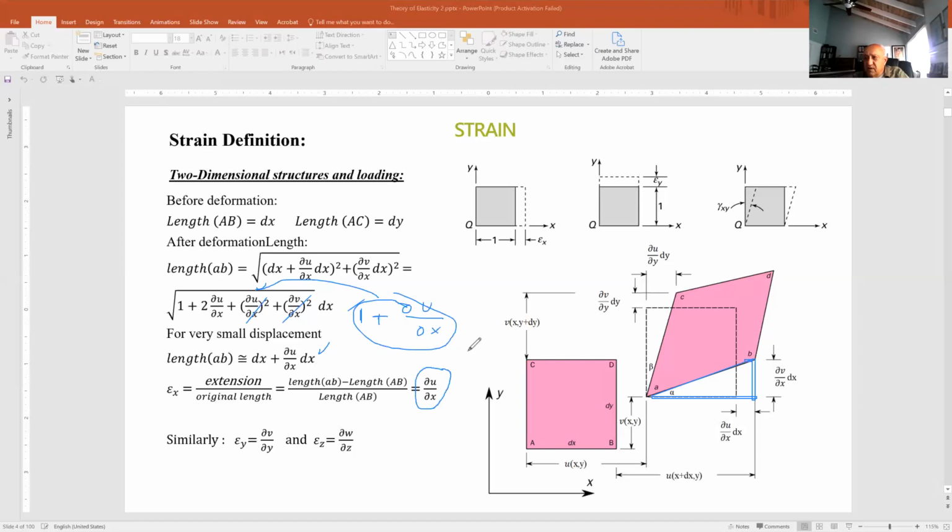Similarly, if I walk in the other direction, I can show that epsilon y is derivative of displacement in y direction with respect to y, and the partial derivative of w with respect to z gives you the strain in z direction.